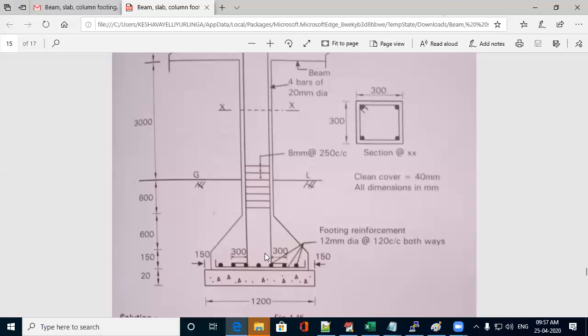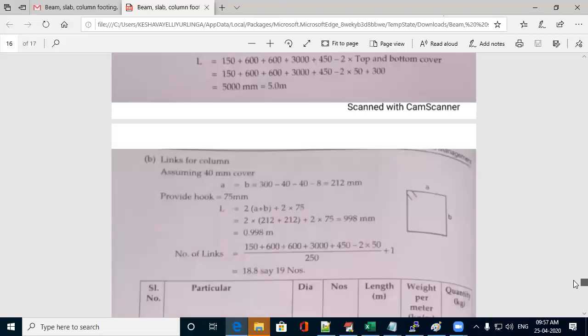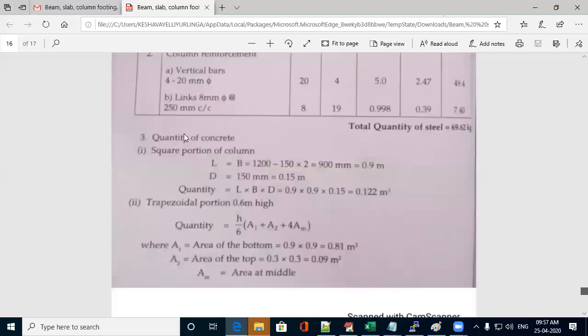To work out this top trapezoidal portion, let us use this formula. I'll show the calculation part. For the square portion, as I said, we have worked like this, so you'll get the quantity of the square portion. For the trapezoidal portion, you have to use this formula. That is, quantity is equal to h by 6 times A1 plus A2 plus 4 times AM. H is the depth. AM is the mean area. A1 is the area at the bottom. A2 is the area at the top.